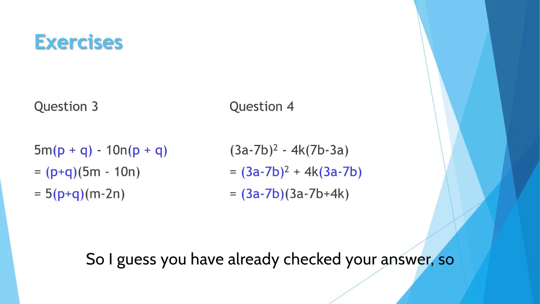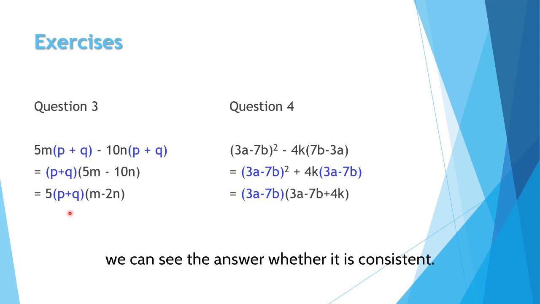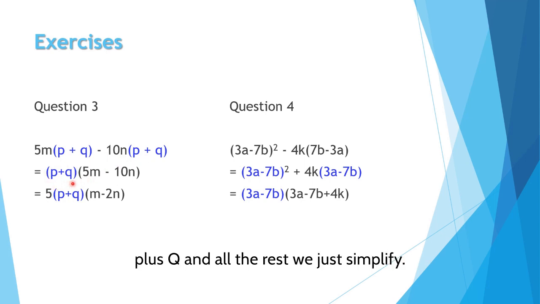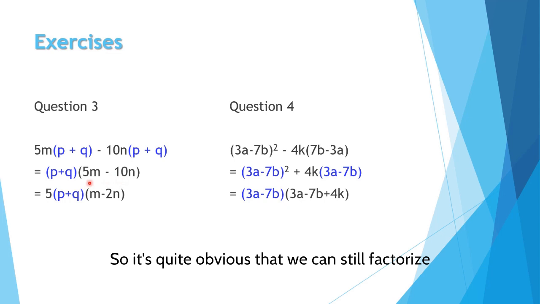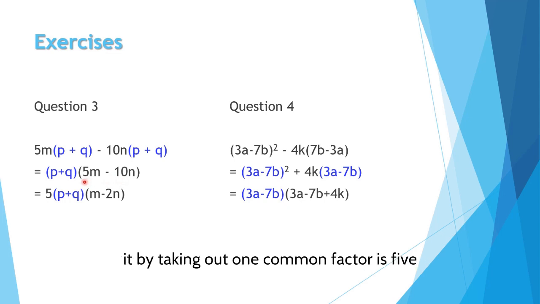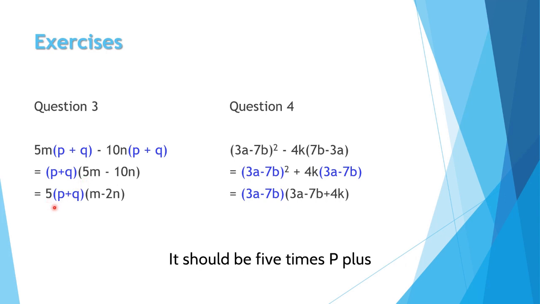So I guess you have already checked your answer. So we can see whether it is consistent. Here it's obvious that the common factor is p plus q, and all the rest we just simplify. But here there are 5 and 10 items, and it is not the simplest form. So it's quite obvious that we can still factorize it by taking out one common factor, which is 5, and we can put it at the front. It should be 5 times p plus q and then m minus 2n.